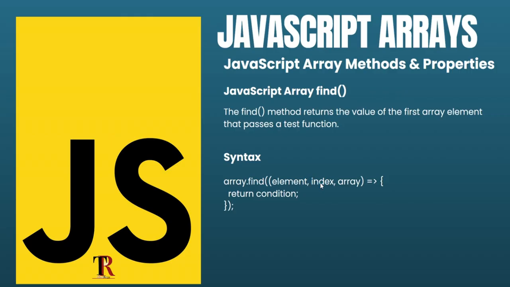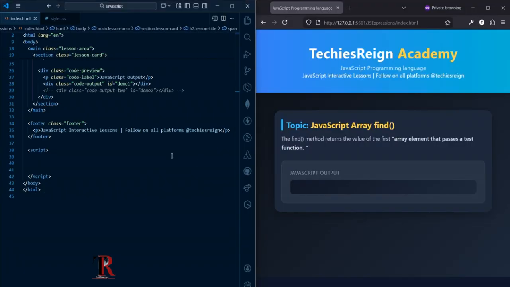The index, I hope that by now you have not forgotten that index simply stands for position. And then the array itself, what you want to apply this method on, so you pass them as arguments into your function, and then you return the condition to know if that array element passes such a test function or it does not. Let's take a look at an example in my code editor.